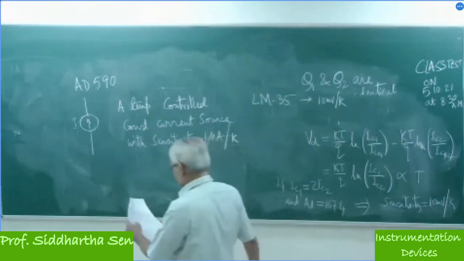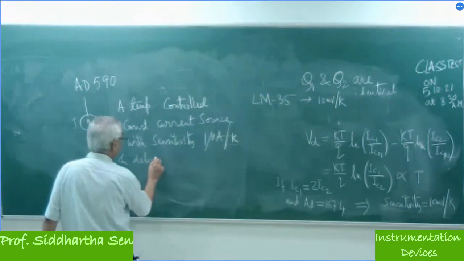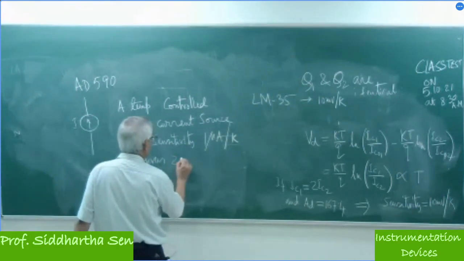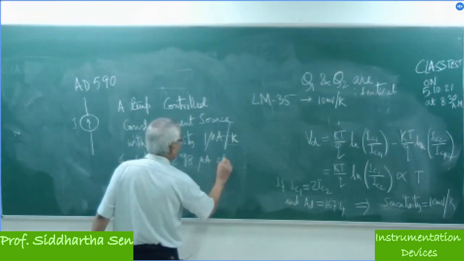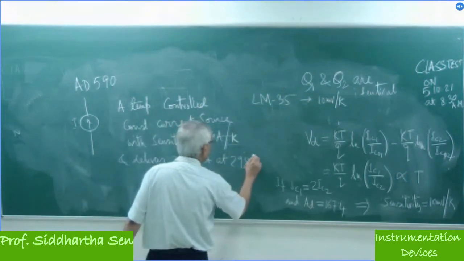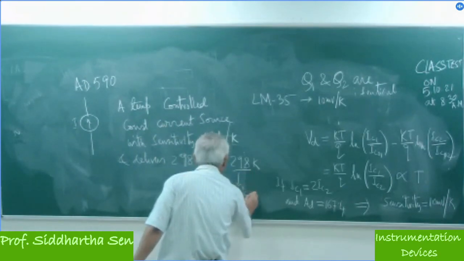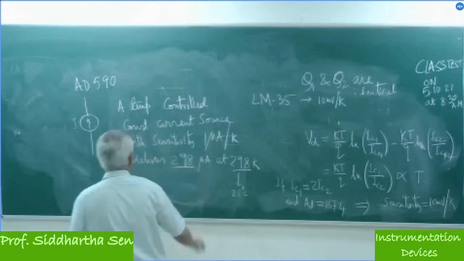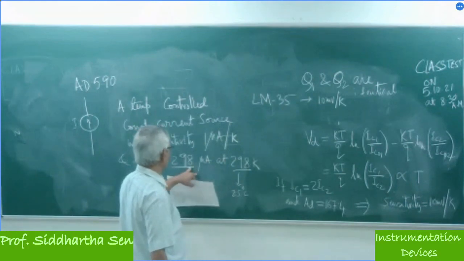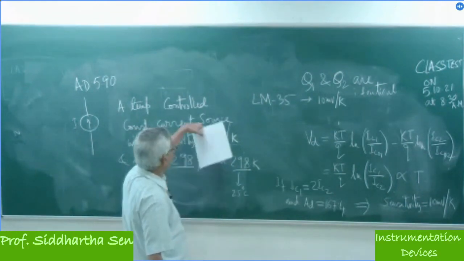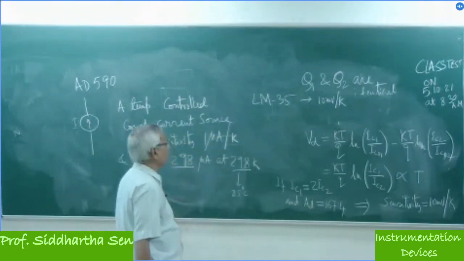It is designed to deliver 298 microampere at 298 Kelvin. That means 298 Kelvin is nothing but 25 degrees Celsius. At 25 degrees Celsius, it is designed and tuned to deliver 298 microampere, and after that, at that position, any change in temperature will give a change of 1 microampere per Kelvin.